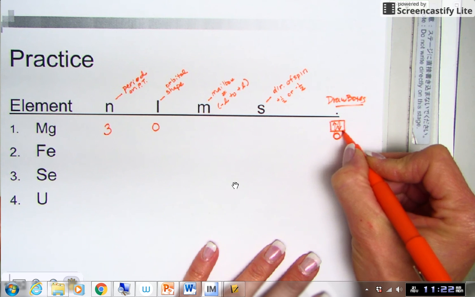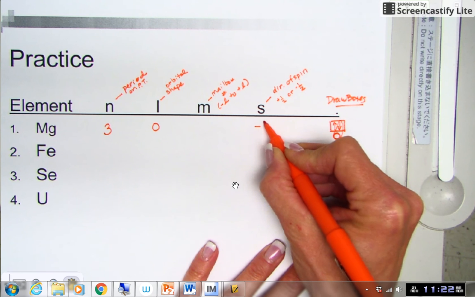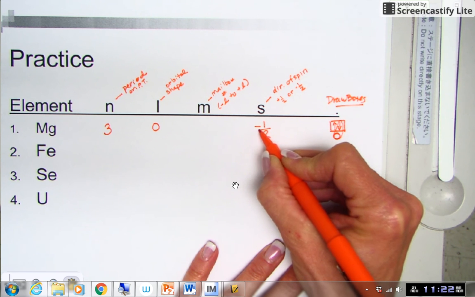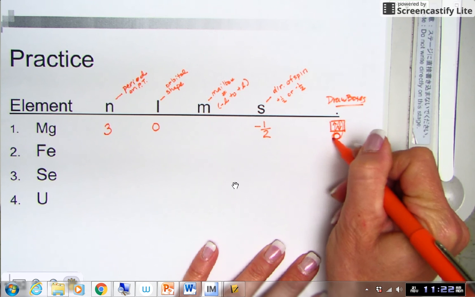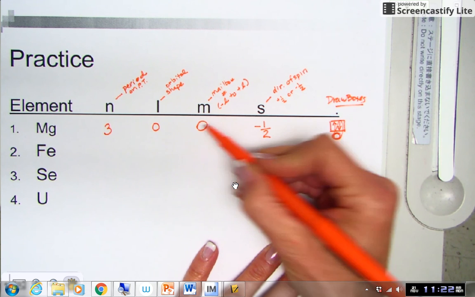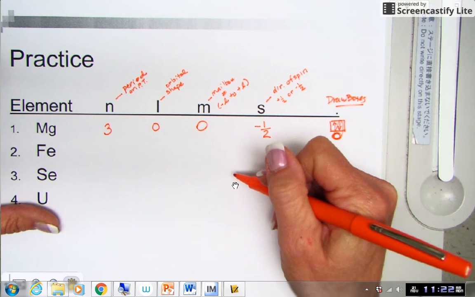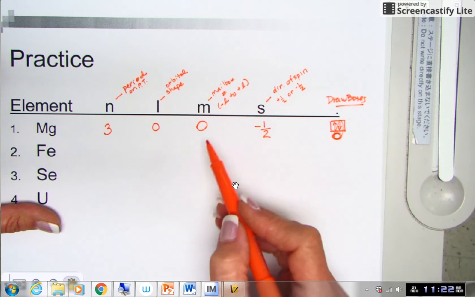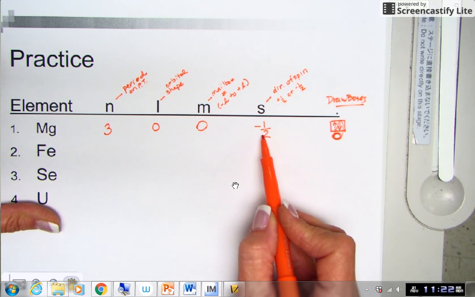We always focus on the last electron that we put in. He's pointing down. That means his spin is counterclockwise, so you would say the spin is -1/2, and you do need to put the sign here. The mailbox number is 0. That represents the magnetic quantum number, which is the number of orientations in space, and the box number is 0. So 3, 0, 0, -1/2 would be your answer on that one.